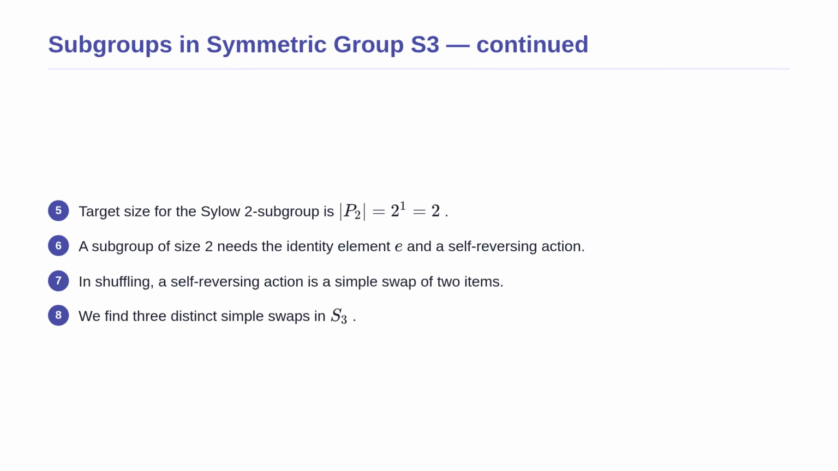In the physical context of shuffling items, an action that reverses itself is a simple swap of 2 items. If you swap them twice, you are back where you started. We search the main group and find that there are 3 different simple swaps available. This means we can form multiple valid subgroups of this exact size.